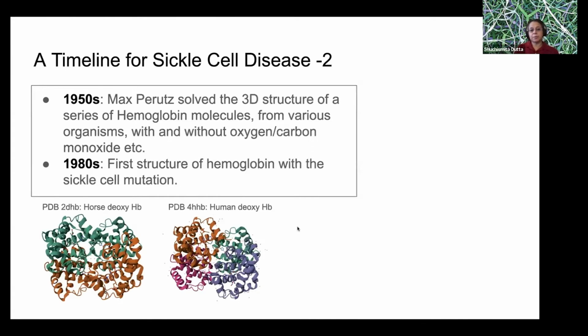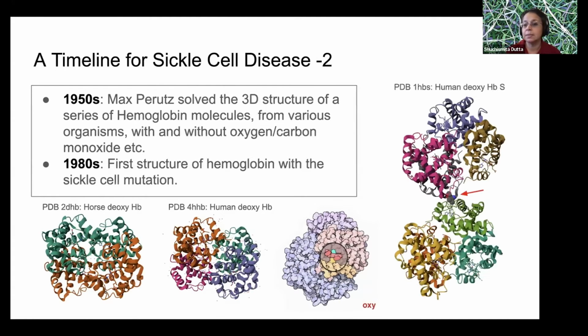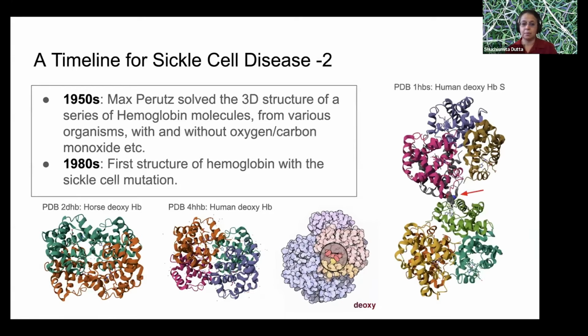Around that time, Max Perutz was working on the structure of hemoglobin, and we were able to understand what hemoglobin looks like and the differences between oxy and deoxy hemoglobin. We began to understand how oxy and deoxy hemoglobin undergo conformational changes. By the 1980s, we had a structure of sickle cell hemoglobin, the mutant form of hemoglobin, showing how that changes the behavior of hemoglobin.